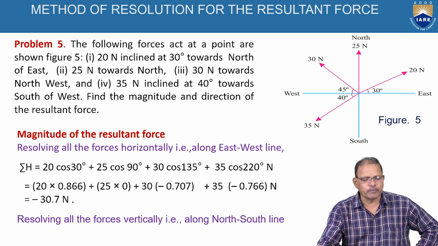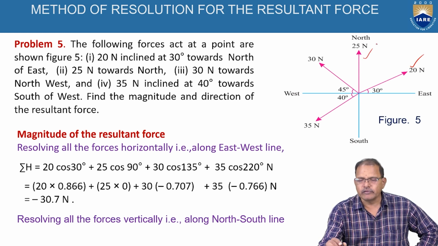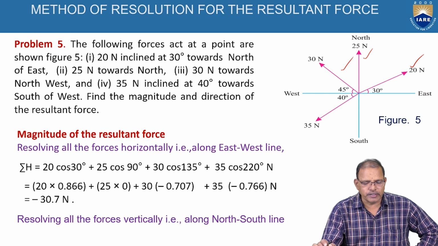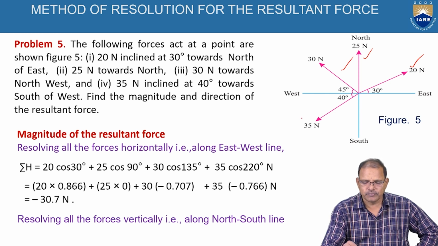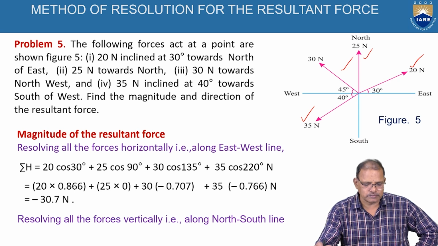The following forces are acting at a point, as shown in figure 5. 20 newtons inclined at 30 degrees towards the north of east. This is shown in the figure. 25 newtons toward the north, that is, the vertical direction. 30 newtons at 30 degrees towards north and west. Here it is given 30 degrees. And 35 newtons is acting 40 degrees toward the southwest. Find the magnitude and direction of the resultant force.